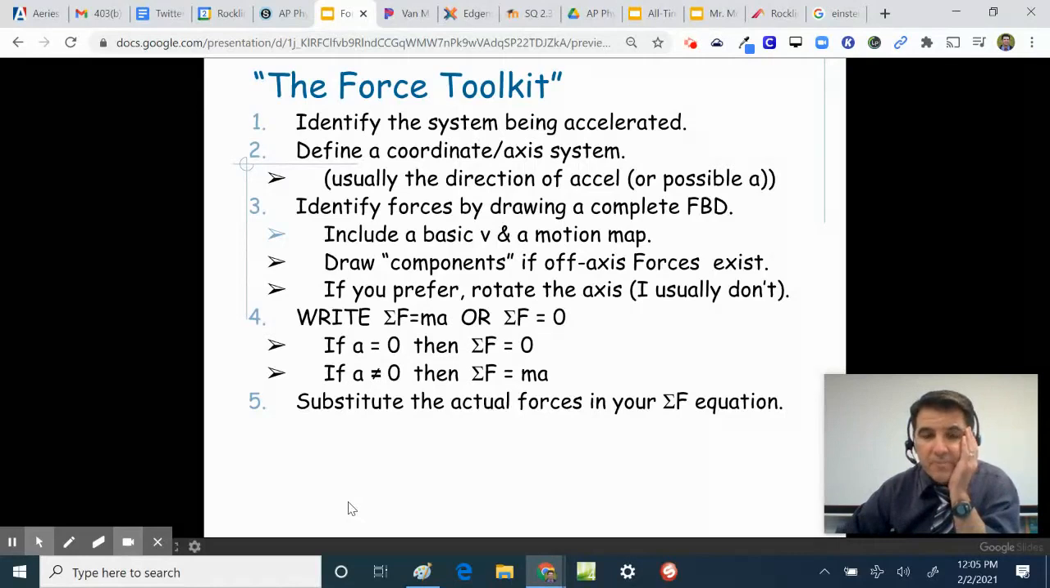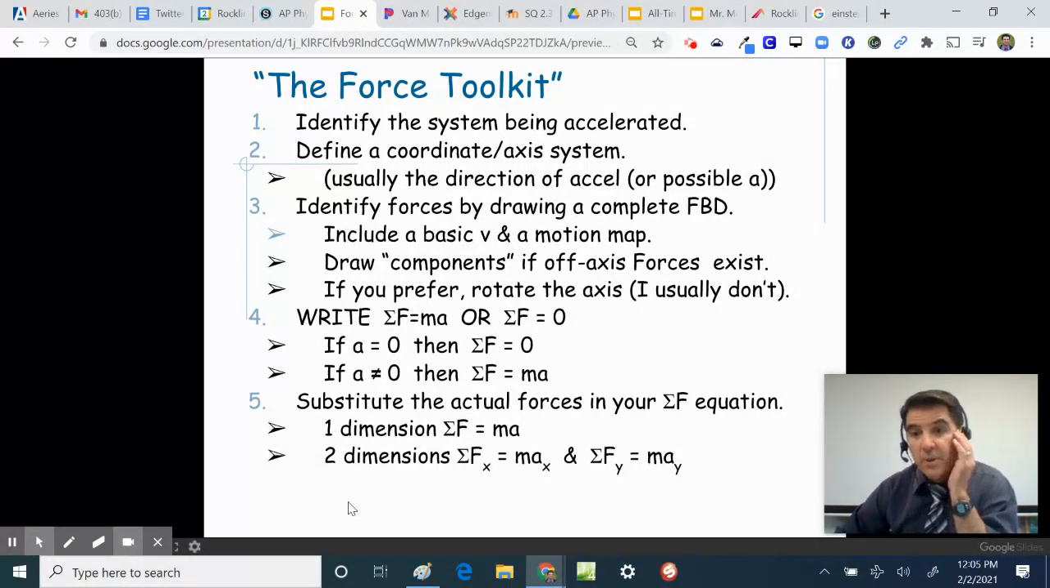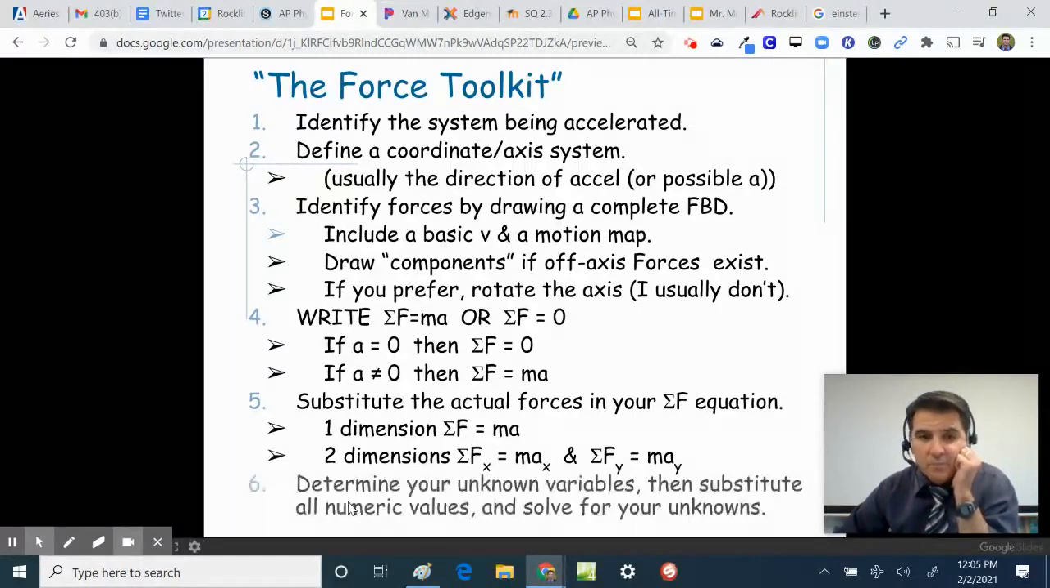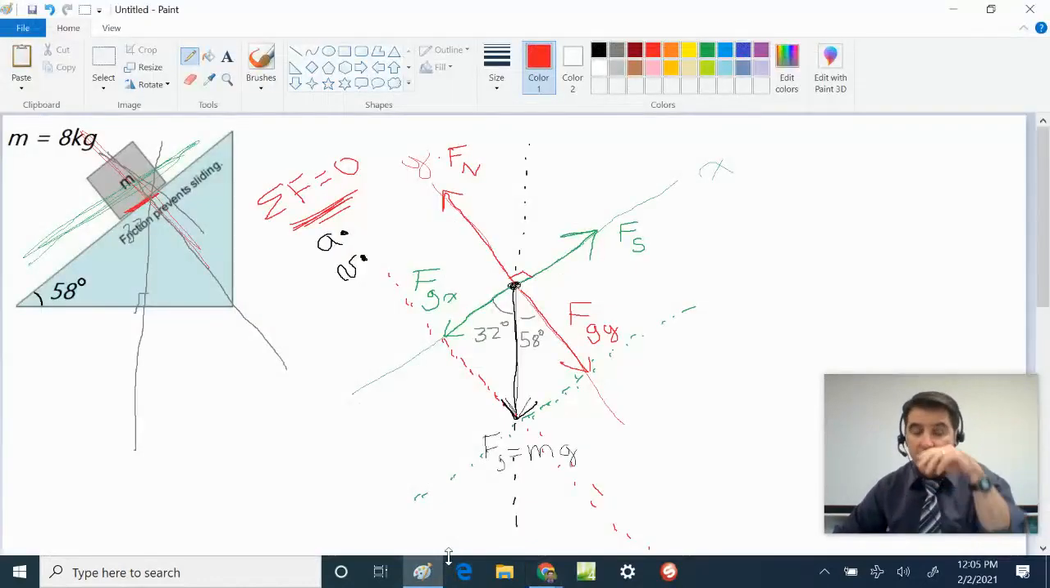Okay, and then it says substitute to solve, so we're going to go back and substitute the actual forces that we get, and we are working in 2 dimensions. Since we're working in 2 dimensions, we need an x direction and a y direction. Pretty typical for what we're doing right now. And then finally, we're going to substitute and solve for all our unknowns. So let's go back and finish this thing off.